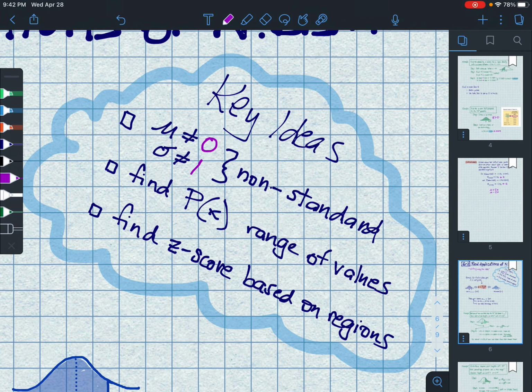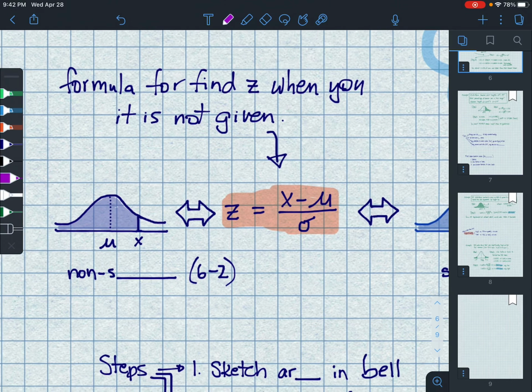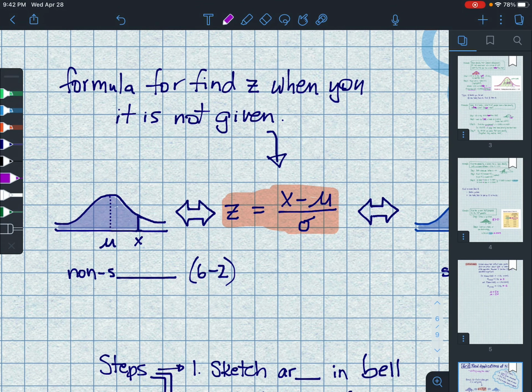There's going to be basically two types of problems. You're going to find the probability given a range of values, or they're going to give you the percentage, and then you're going to find the z-score that corresponds to that. Here's the important formula you're using during this unit, and it's how you go between your z-score and your particular x value, based on the mean and the standard deviation.